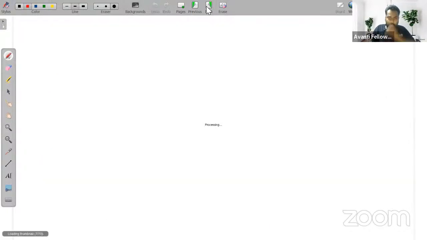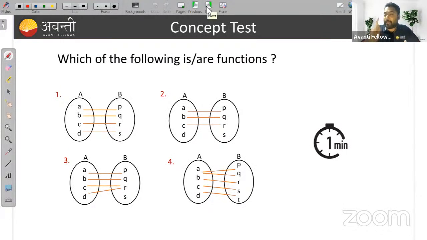Guys, now you have a concept test and you have 1 minute to solve this question. I'm launching the poll for this question. MCQ poll. You have to tell me what is the answer. Which of the following is or are functions? Which will be functions, or none? You can text your answer in the chat box. YouTube guys, you can also answer in the chat box. Everyone, yes.